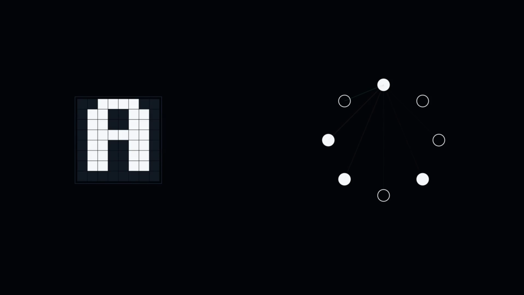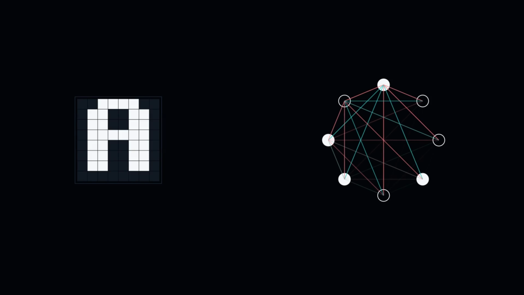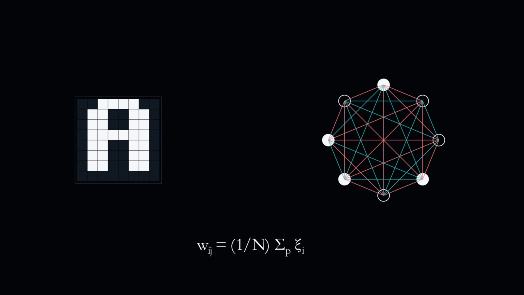For every pair of neurons, if your pattern wants them to agree, make the weight positive. If it wants them to disagree, make it negative. Add up one term per memory. That's it. That's the whole learning rule.